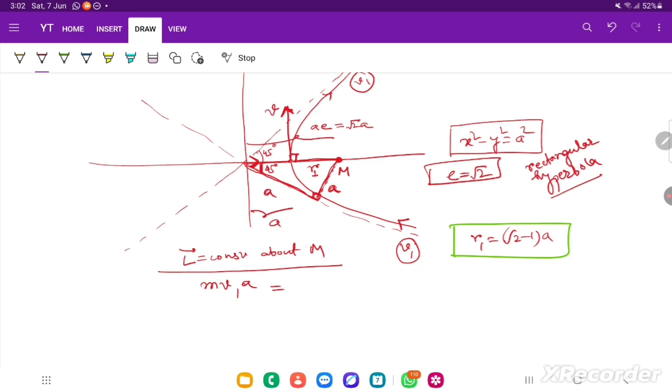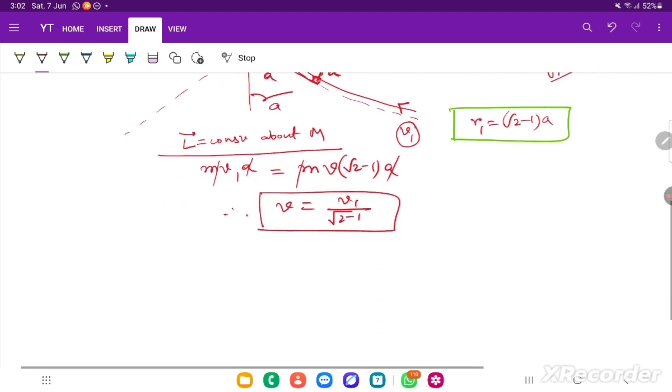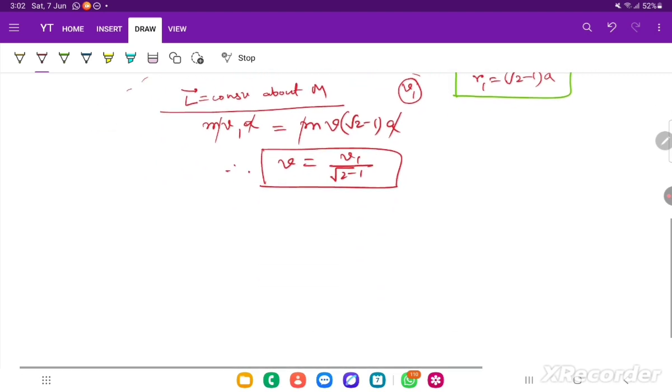And the second point we are taking is when it is at minimum distance from the focus, that is at the vertex. So at that point we will write mv into r1, and I am writing r1 as (√2 minus 1) times a. So m and a get cancelled, and I've got v equals v1 upon (√2 minus 1). We'll use this later.